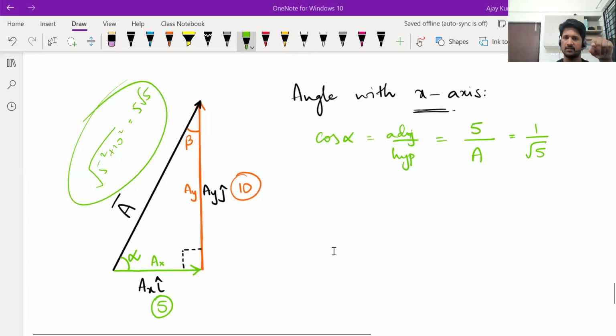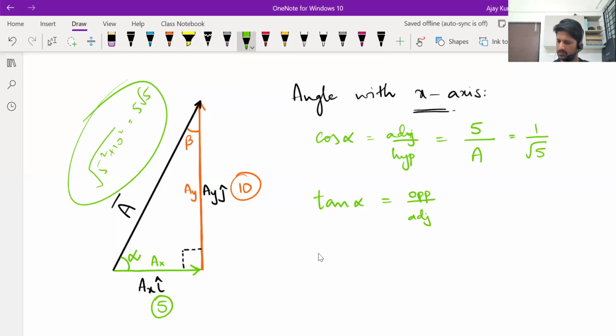For the angle alpha, the opposite side is 10, adjacent side is 5. Which trigonometric ratio relates opposite and adjacent? Tan, sir. Okay. So tan alpha becomes opposite divided by adjacent. That is 10 divided by 5, that is 2. So if you want to express alpha, you can write it as tan inverse of 2.